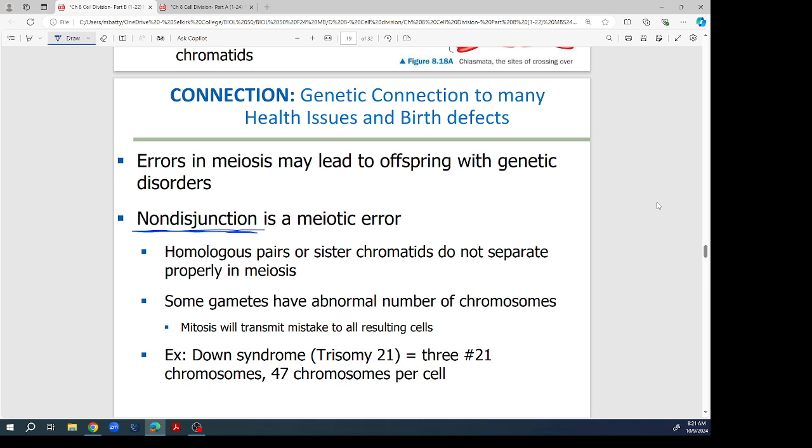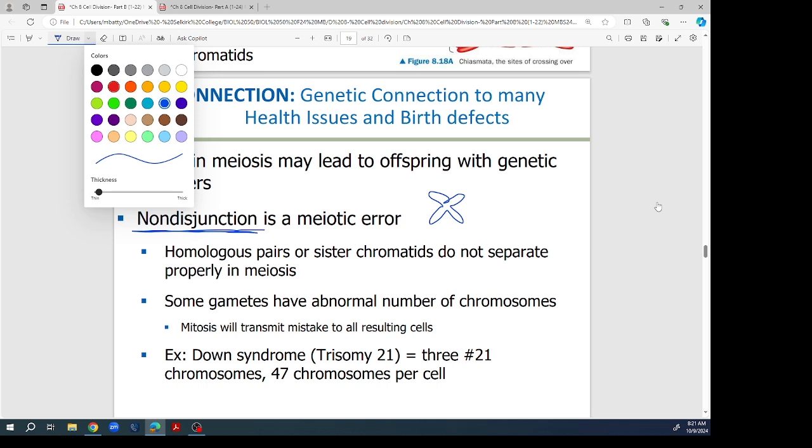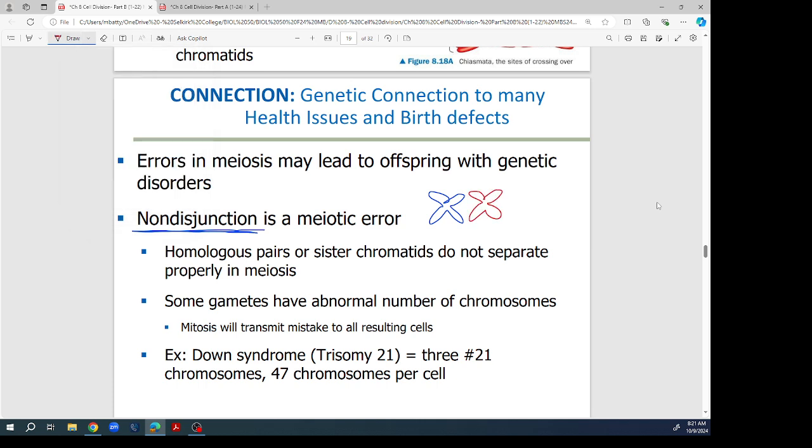So non-disjunction can happen in two ways. Non-disjunction could be that the homologous chromosomes are having such a good time together that both of them go into the new cell, right? So you get extra chromosomes in one cell and a shortage in the other. Or you could have a chromosome in meiosis 2, and instead of it separating at the centromere, both sister chromatids are going to go into one of the gametes. And so with either one of these, you end up with an abnormal number of chromosomes. Usually you get an extra number.